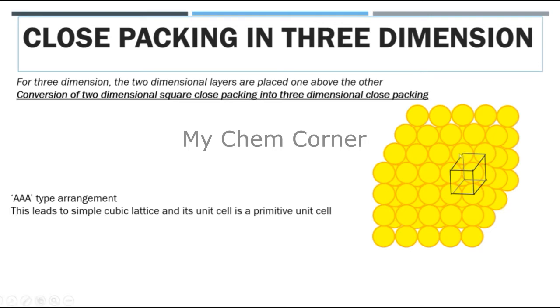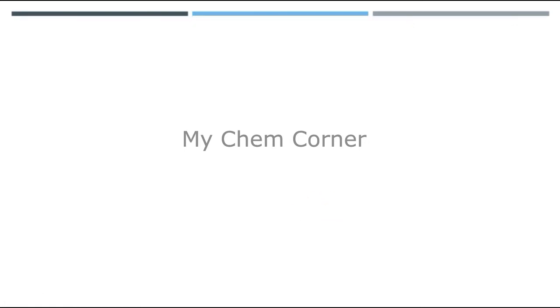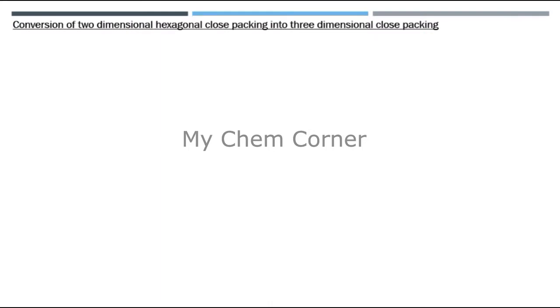Alright, now if you connect the centers of each of these spheres, it is going to form a simple cube. That's why we say this type of arrangement is seen in a simple cubic lattice, and one unit cell of this entire diagram is a primitive unit cell. Now let's move into the second type of arrangement, which is conversion of a two-dimensional hexagonal close packing into a three-dimensional one. So now from the two dimensions we are taking the second type of arrangement, which is the AB-AB type. So let's see how to do that.